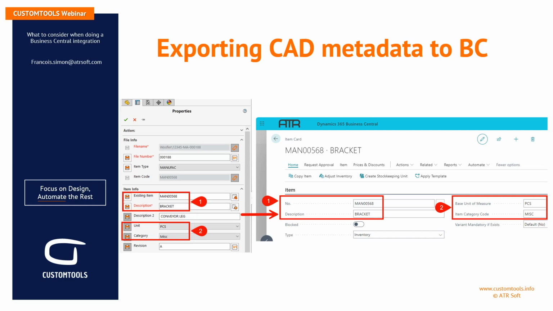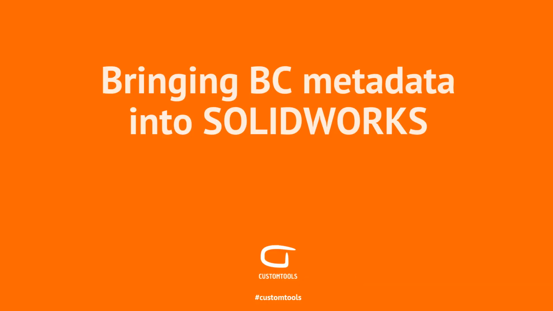Here we can see the custom tools property pane on the left, where properties are managed in SOLIDWORKS. And then on the right side, we have the corresponding mapping when viewing the mapped item in Business Central. So we can map pretty much any type of properties defined in SOLIDWORKS with the attribute field in the item card in Business Central.